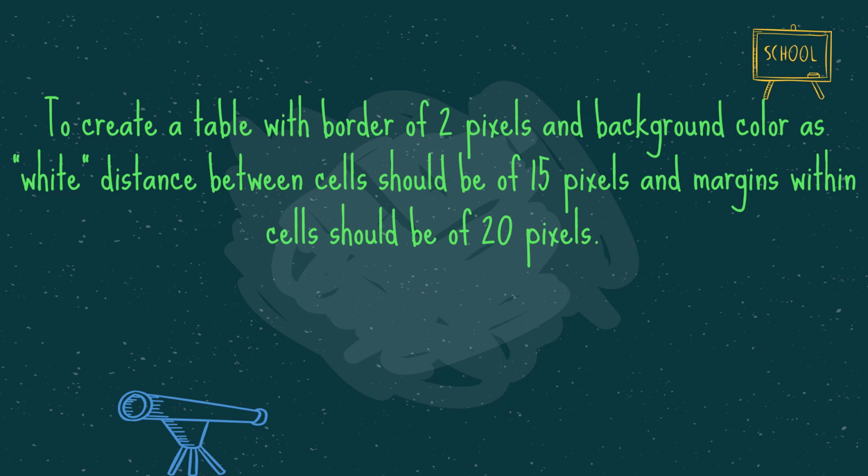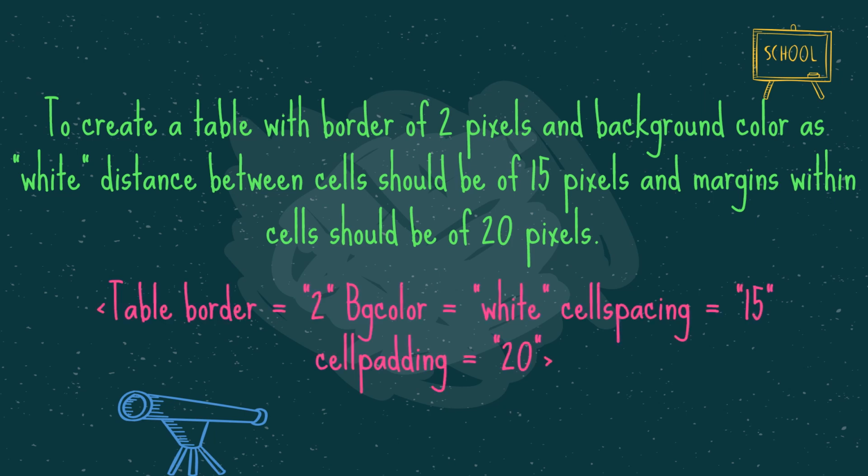Margins within the cells means the space between the border of the cell and the content of the cell. So that margin is specified with the help of the cellpadding attribute. We are using many attributes here: the border attribute, bgcolor for background color, cellspacing for distance between cells, and cellpadding for margins within the cell. So we will write table border equals 2, bgcolor equals white, cellspacing equals 15 and cellpadding equals 20.